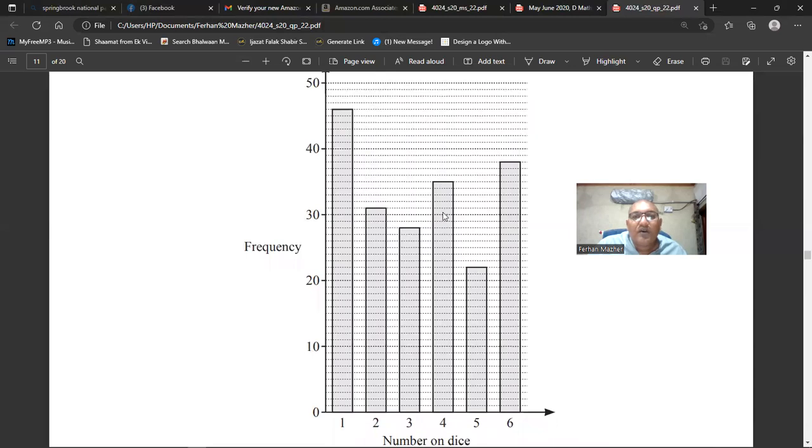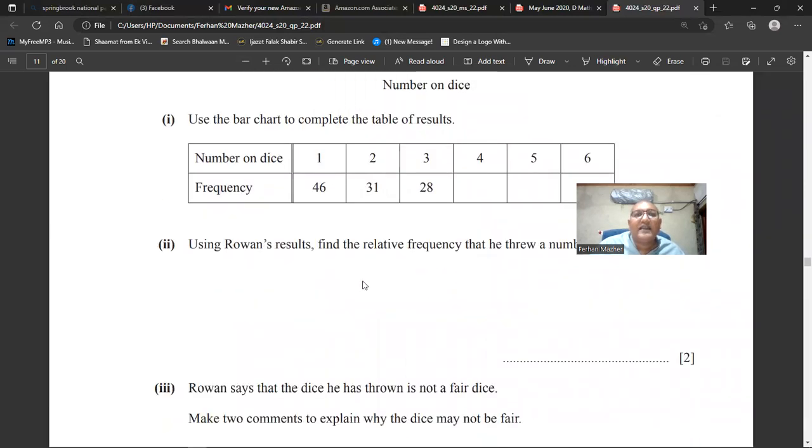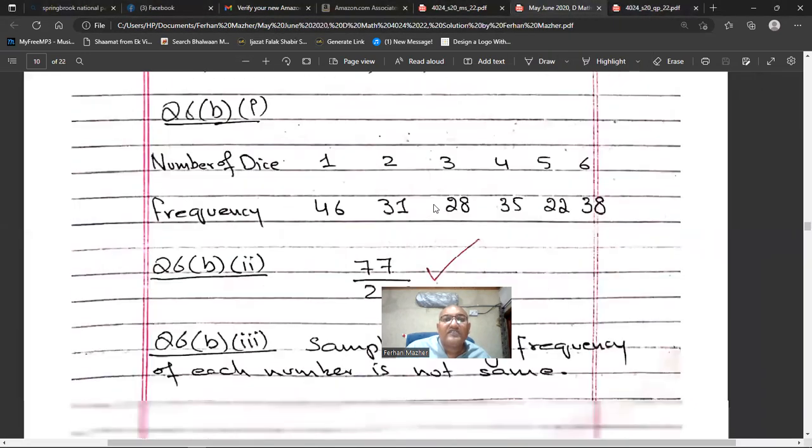4 is how many times? 35 times. 5 is how many times? 22 times. 6 is how many times? 38 times. We have to complete this table. So the first question they ask you, use the bar chart to complete the table of results. I just told you the frequency of each class, so you can complete the chart.